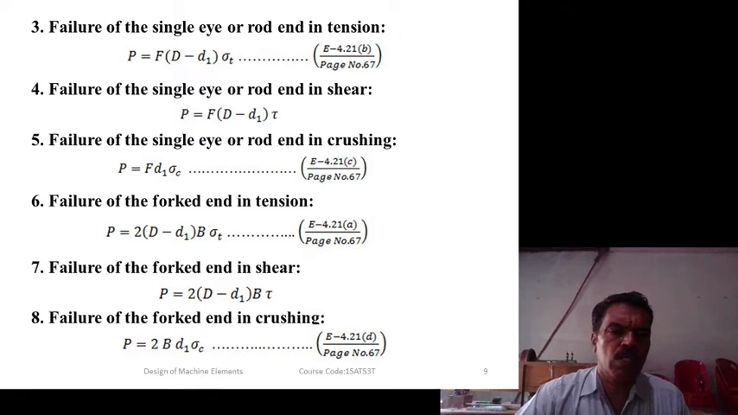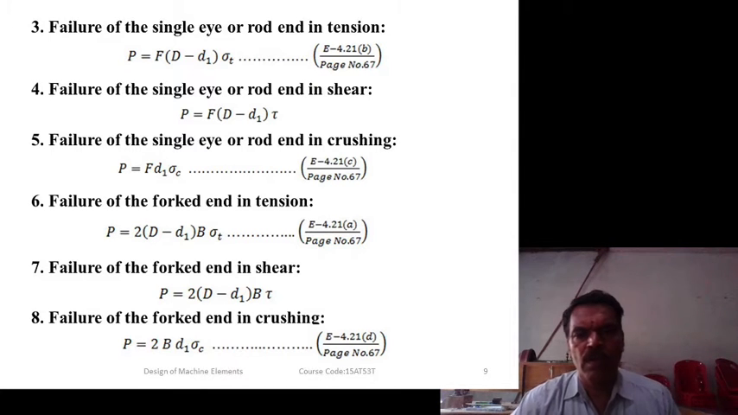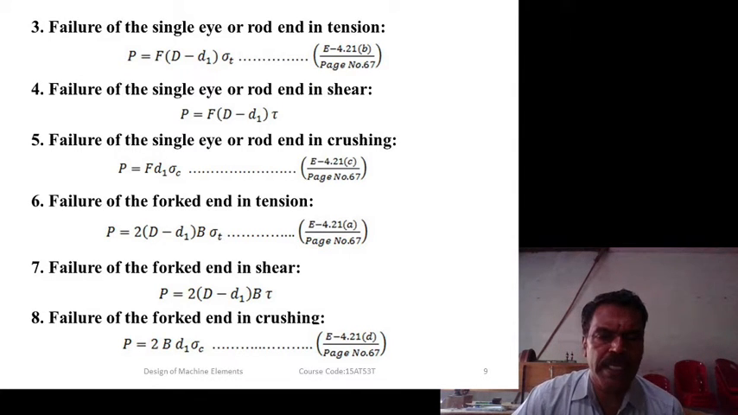Okay, so last but one is failure of the forked end in shear. Therefore P is equal to 2B into D1 into sigma C, because we are going to apply the crushing stress, that is sigma C, area into stress, that is 2BD1 into sigma C. This type of formula is also available in DDHB, page number 67, equation number 4.21d.